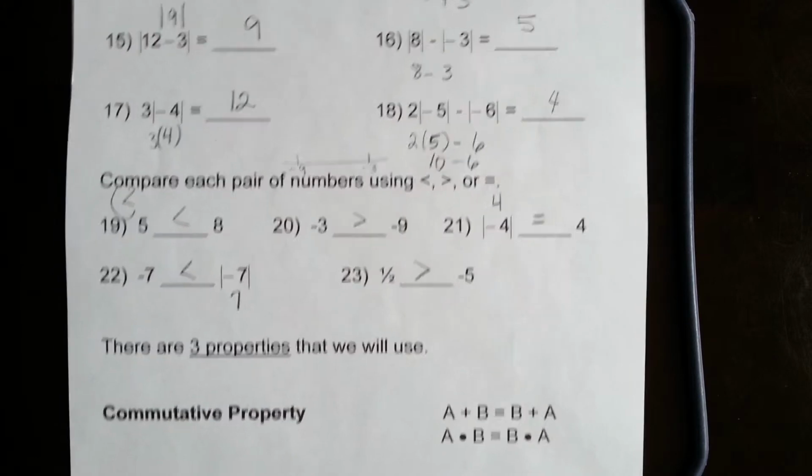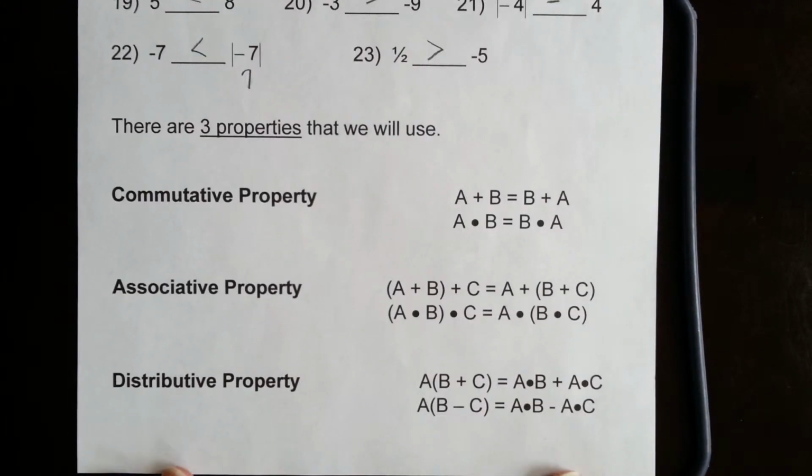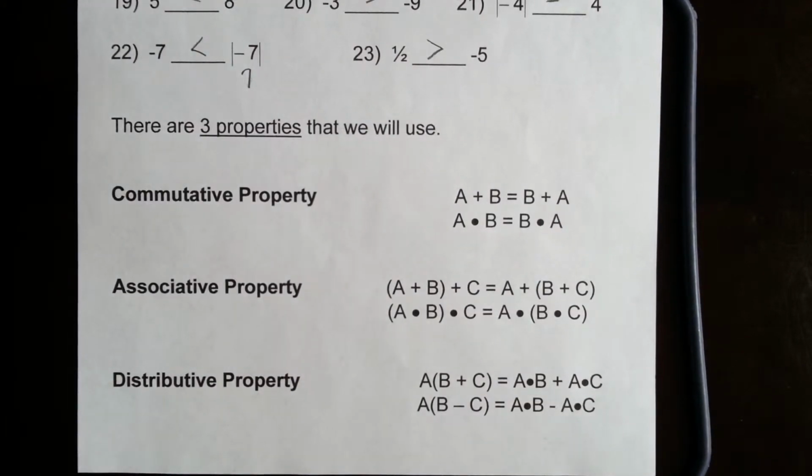Alright, down here at the bottom, there are 3 properties that we're going to be using: the commutative property, the associative property, and the distributive property. What I want you to do is take a look at these and see if you can tell what each one of them says.